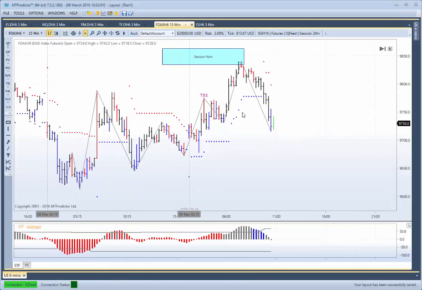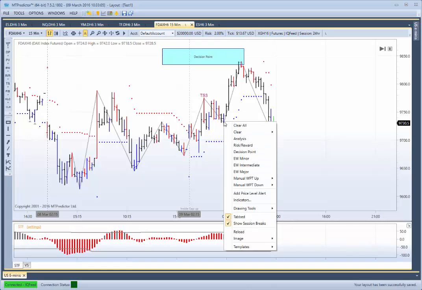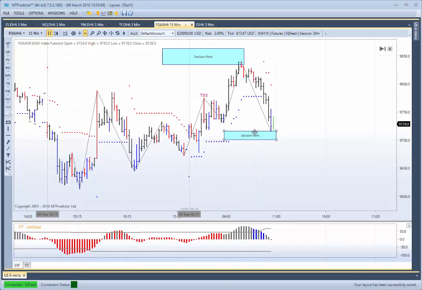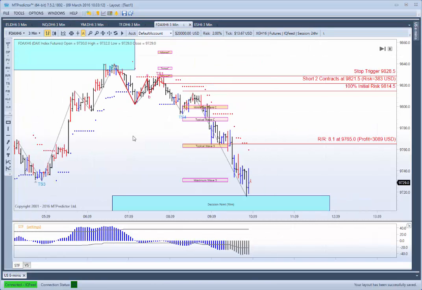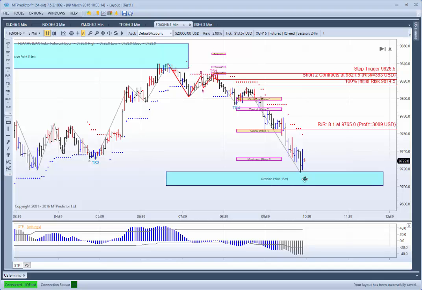There it is gone. So this was the last swing into the high, and this was the last pivot low. So this was where the 15-minute support would have come in. So if we now go down to our 3-minute chart, you see the market has actually reached the 15-minute DP.